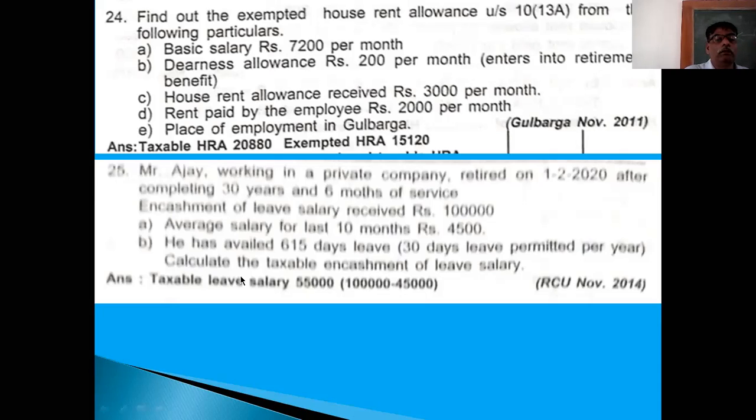Then calculate the taxable encashment of leave salary. They ask to calculate taxable only, not the exempted. You calculate exempted as well as taxable. Here I have given the 4 points. Least of the 4 is exempted. Remaining balance is taxable.